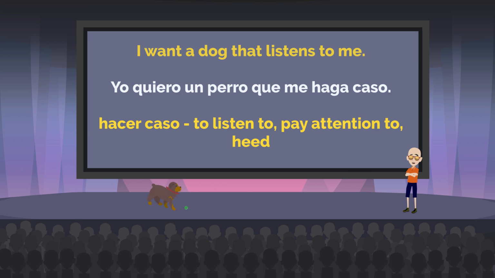This construction is not only useful when describing inanimate objects. In this case, we're going to be actually talking about a dog. I want a dog that listens to me. It's an unspecified dog, so we're going to use the subjunctive. Yo quiero un perro que me haga caso. Now, hacer caso is to listen to, pay attention to someone, like to heed them. It's very useful in Spanish.